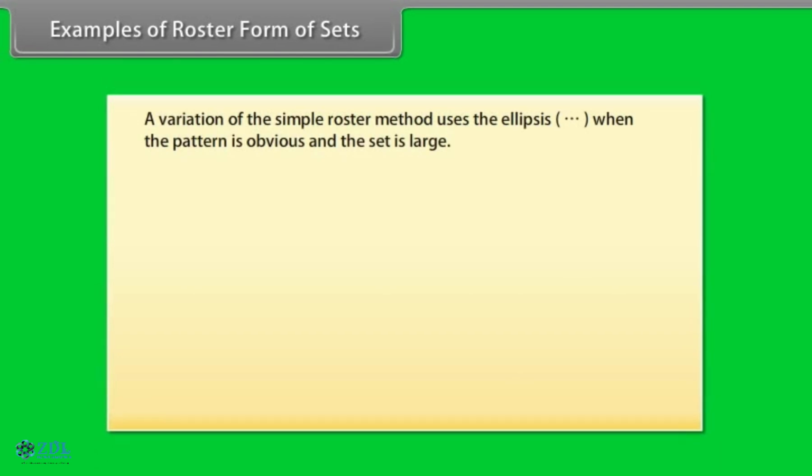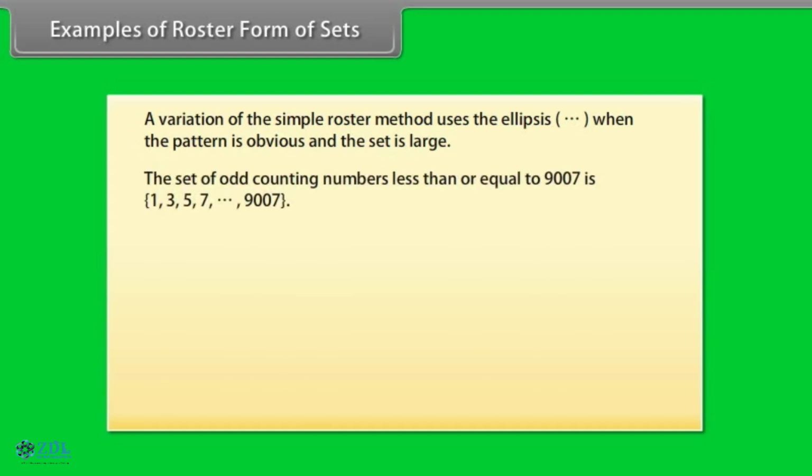A variation of the simple roster method uses the ellipsis when the pattern is obvious and the set is large. The set of odd counting numbers less than or equal to 9007 is {1, 3, 5, 7, ..., 9007}. Set of all counting numbers is represented by {1, 2, 3, ...}.